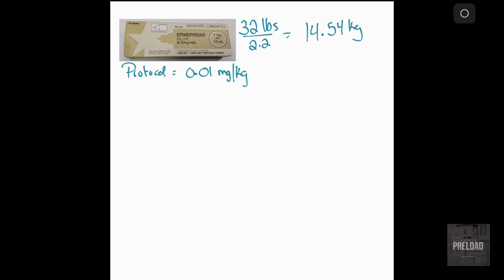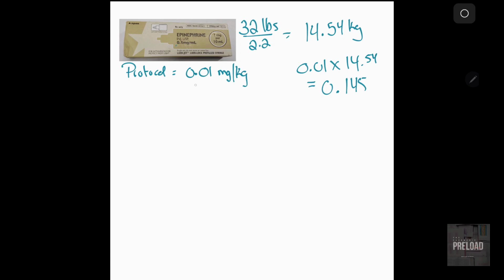Now, our protocol says we need to give 0.01 milligrams per kilogram. And we know that this patient weighs 14.54 kilograms. So if you're not into just moving decimal places, let's make this super simple. We are going to do 0.01 times 14.54. And if you've done that math, that is going to equal 0.145. And that's going to be the number we run with.